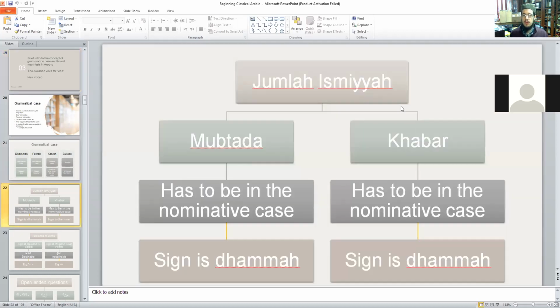So we said, for example, if we are to compare the two parts of a jumla ismiya, the mubtada and the khabar, we find that they have some similarities and they have some differences. What are the essential characteristics of the subject and the predicate, the mubtada and the khabar? The first one is its grammatical case. Okay, more on that in a second. Both the mubtada and the khabar have to be in the same grammatical case, and that is the nominative case. Okay, hold on. Wait a minute. What on earth is grammatical case?